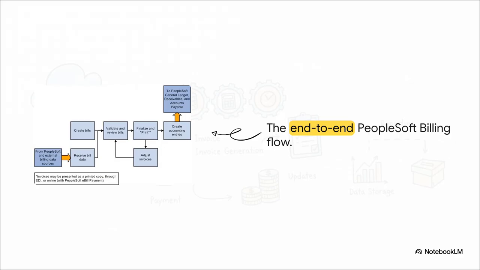Okay, so the end-to-end PeopleSoft billing flow is basically a highly coordinated data factory. It starts by receiving bill data from external sources or other PeopleSoft modules. From there, the system creates the bills, which real humans then review and validate. Next up is the finalize and print stage, which is where it officially becomes an invoice. Finally, the data gets pushed out to create the necessary accounting entries in the general ledger, receivables, and accounts payable. Keep this linear step-by-step factory flow in mind as we zoom into the details.